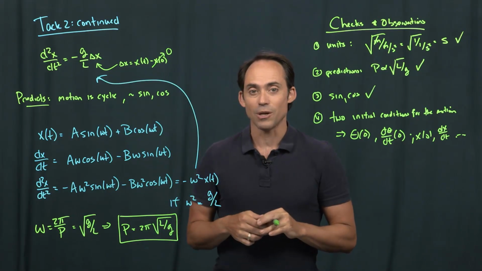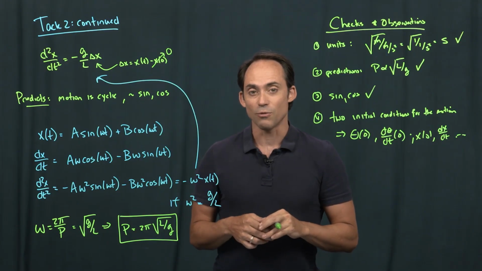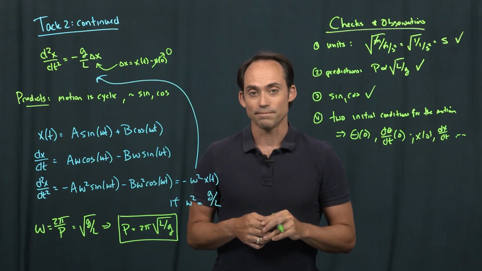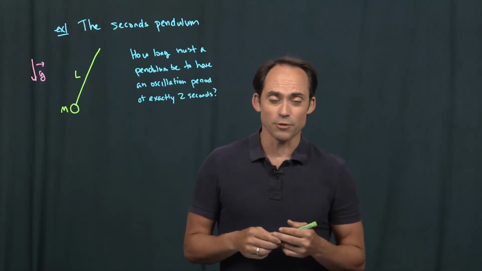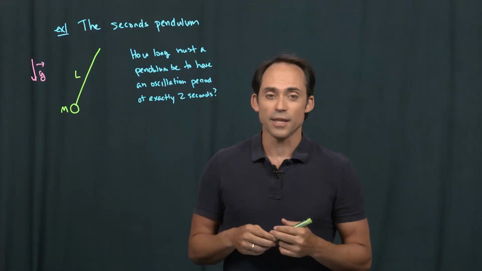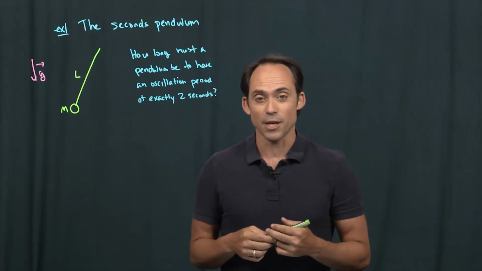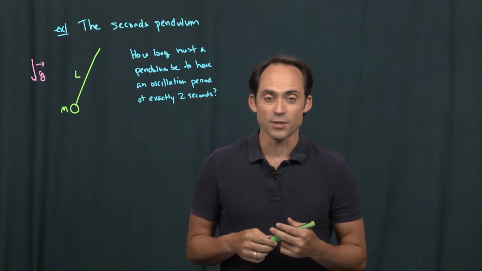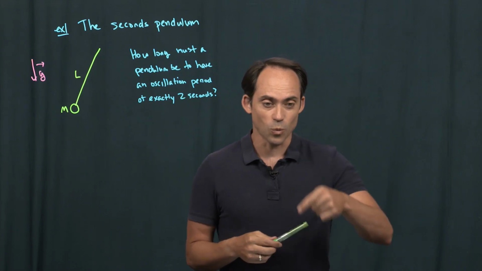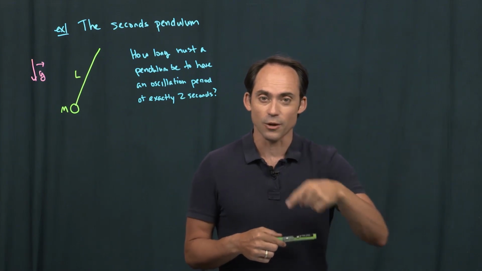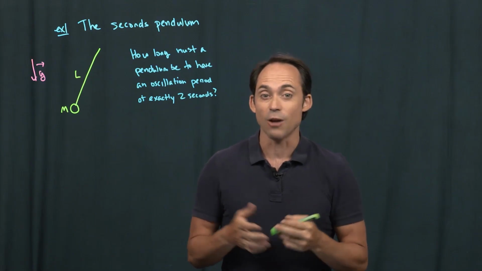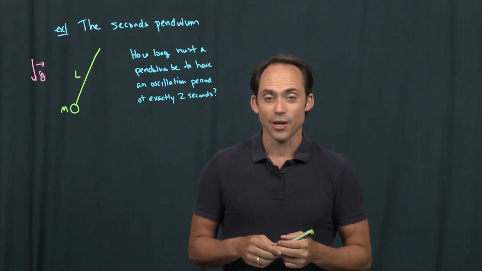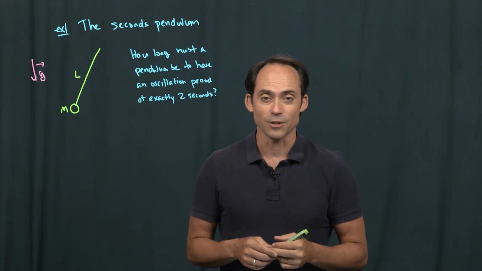Let's actually see how we can use that period expression to solve for the actual motion of a pendulum. Just as an illustration of how we would actually use this expression for a period, consider the case of the seconds pendulum. This is a pendulum that completes one oscillation period every 2 seconds. So it takes 1 second to go across one way and 1 second to go across the other way. And a valid question to ask is how long does this pendulum need to be in order to have that oscillation period of exactly 2 seconds?